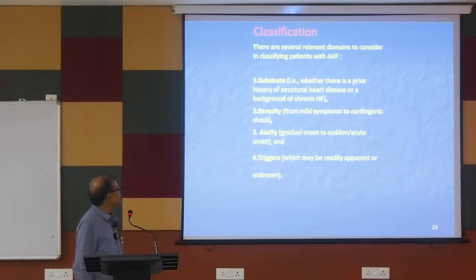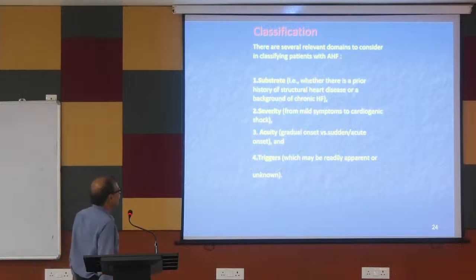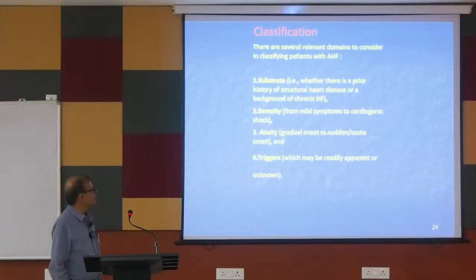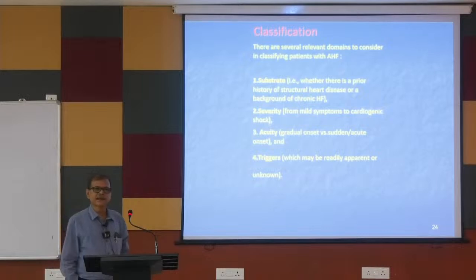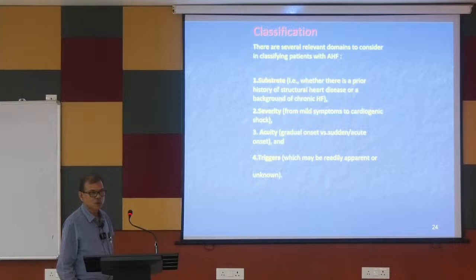Whether there is a prior history of structural heart disease or a background of chronic heart failure. The substrate can be categorized into two: a prior history of structural heart disease or a background of heart failure. Second, severity, from mild symptoms to cardiogenic shock. Cardiogenic shock was mentioned a while ago, where systemic hypoperfusion plus congestion are both present, with PCWP definitely more than 18 as well as cardiac index less than 2.2.